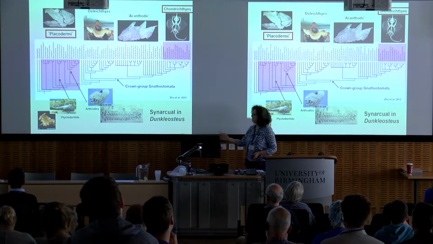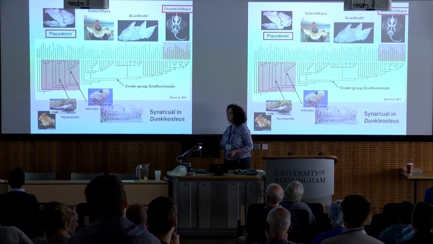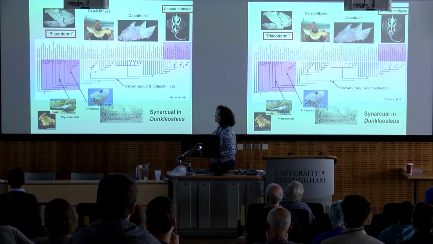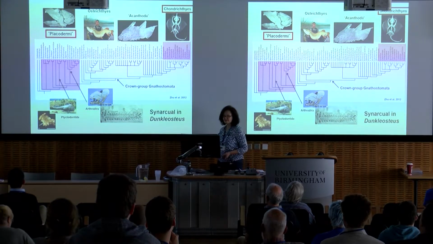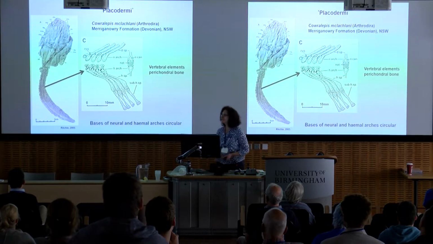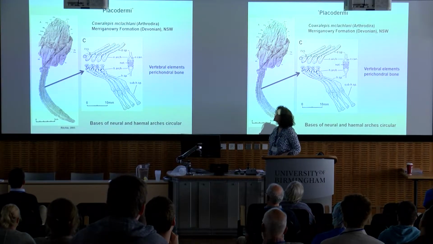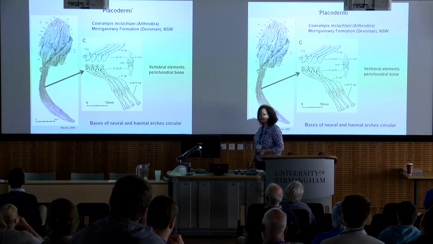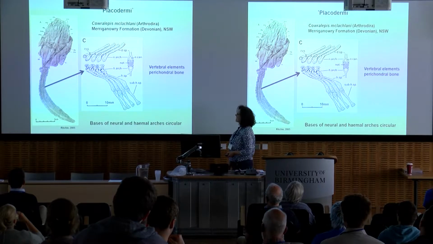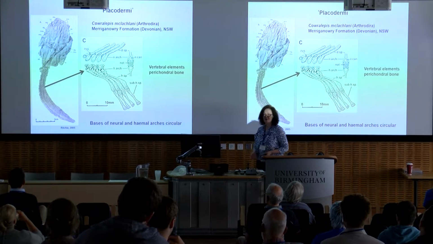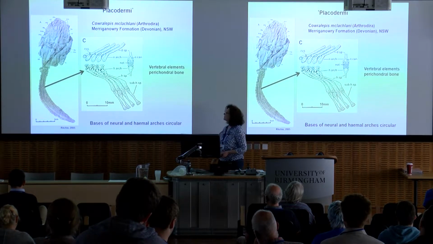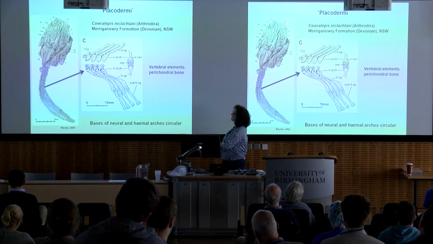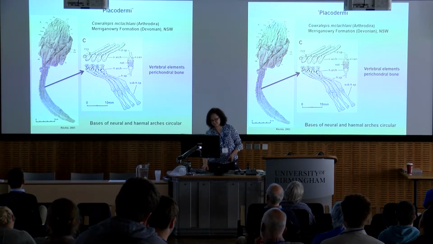As I said, we've already described the synarcual in ptyctodonts and also in some arthrodires, in Cartilage, but I want to focus now on the synarcual in Dunkleosteus. But not quite right away, because I do have to talk to you about Cartilage. Cartilage McLaughlini, again, is an arthrodire that shows a synarcual. This is what the typical unmodified vertebrae look like. They're perichondral bone, and the neural and hemal arches, importantly, have this very distinctive circular base to their arches.